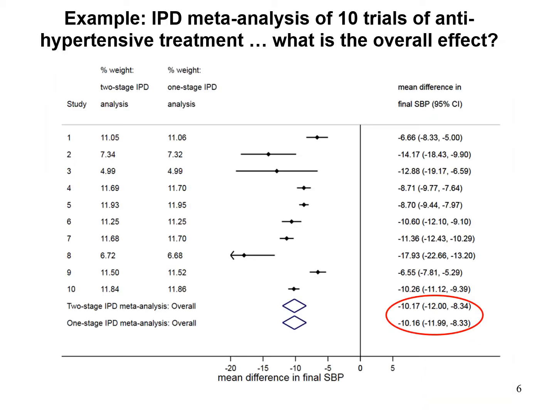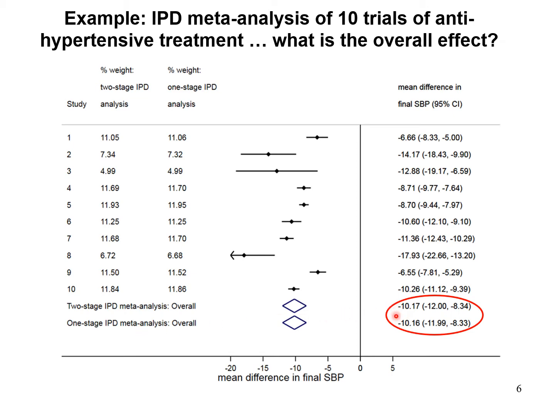So here is an example. Here I've got 10 trials of antihypertensive treatment, and we want to know what's the overall effect. On the left-hand side, we can see I've got the 10 trials, and then I've done a two-stage analysis and a one-stage analysis. What we see is that the two results at the bottom here are basically the same. So regardless of how I've done the analysis, two-stage or one-stage, I get a similar summary result of about -10.